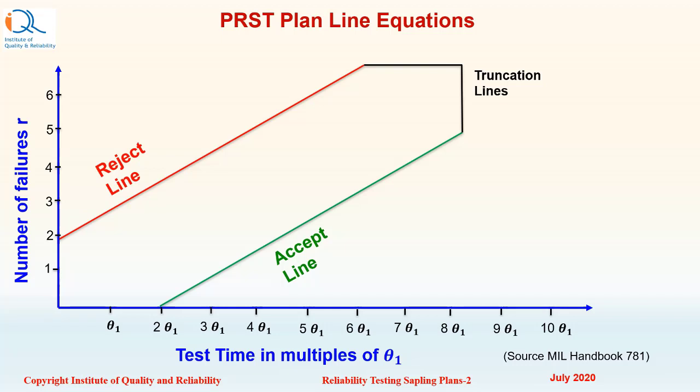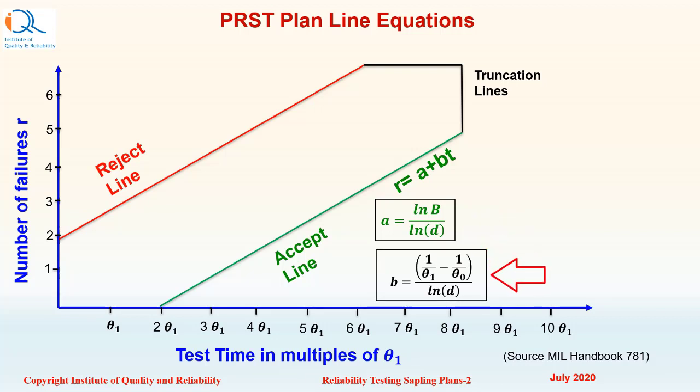So what are the equations of the accept and reject lines on the PRST plans? The accept line is defined by the equation number of failures R equals A plus BT. What are the values of the constants A and B? A is equal to ln B upon ln D, and B is equal to 1 upon theta 1 minus 1 upon theta 0 upon ln D, where D is the discrimination ratio theta 0 upon theta 1. We will see what is the value of the constant capital B shortly.